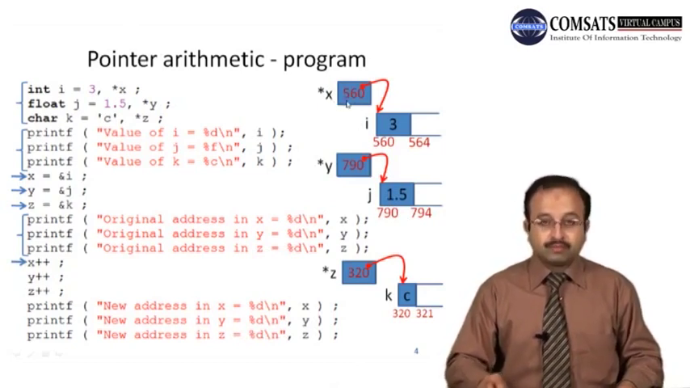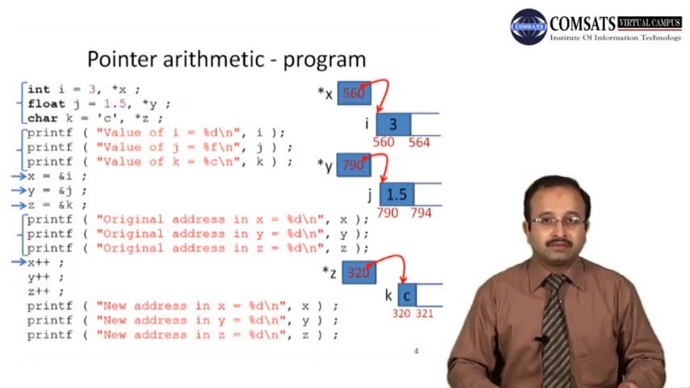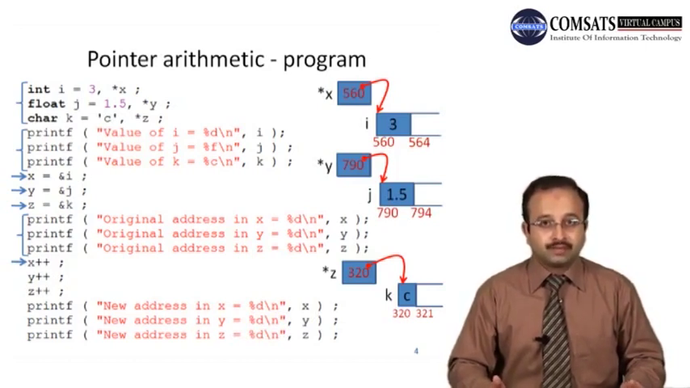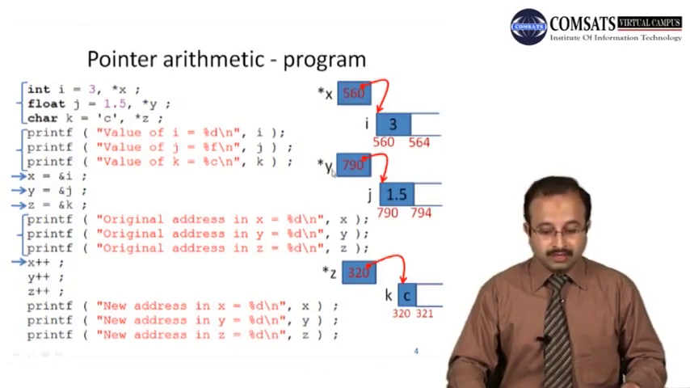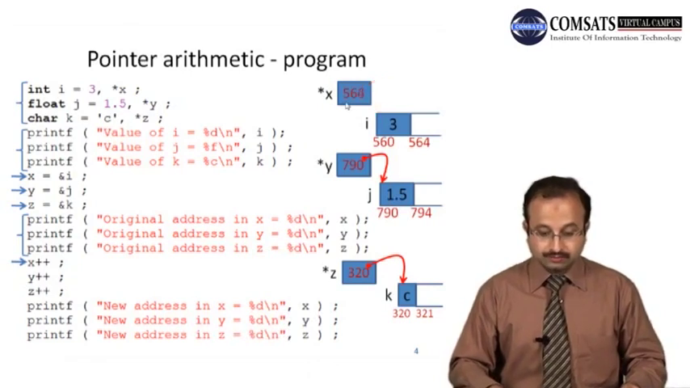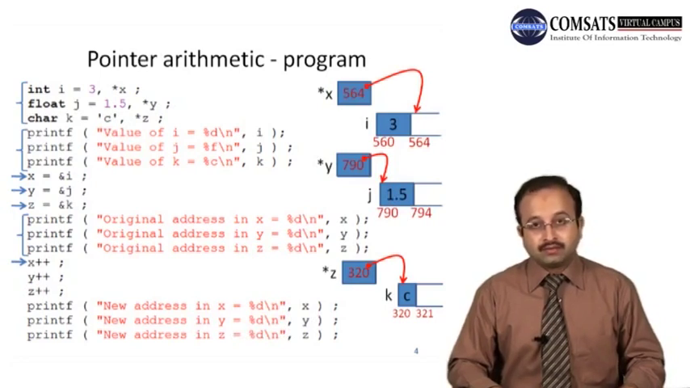Now before incrementing that value, do you remember that I told you in the previous lecture that when you increment the value of the pointer, you have to look at the type of the pointer? If the pointer is of integer type, it should point to the next integer value, not the next byte. So the next integer value is 4 bytes away from the current position, right? If the current position is 560, the next integer value lies at 564, right? Similarly, when the x++ statement is executed, the value of the pointer x will be changed, and this will become 564, and it points to the next 4 bytes, right?